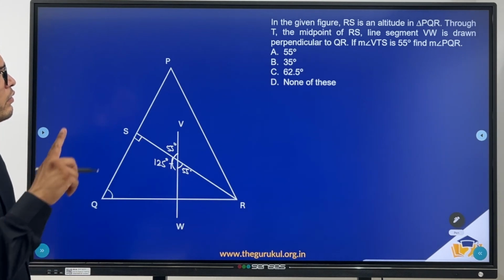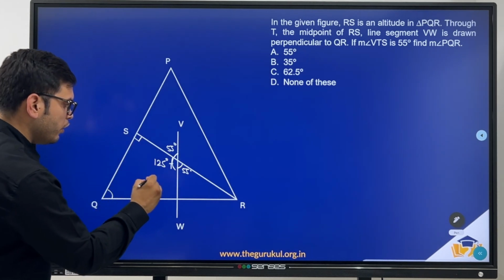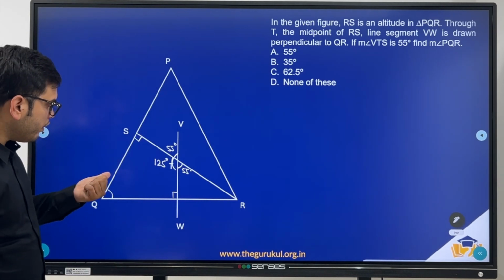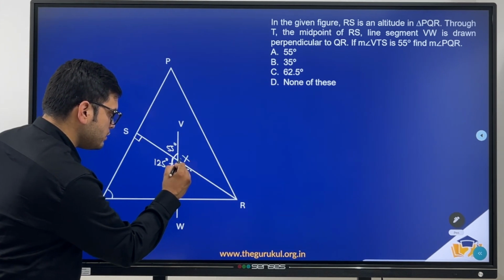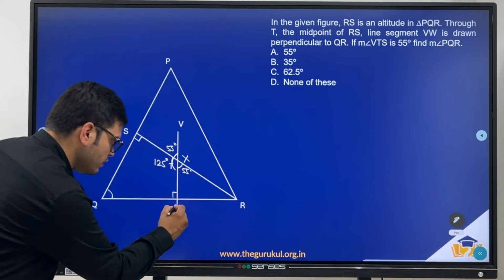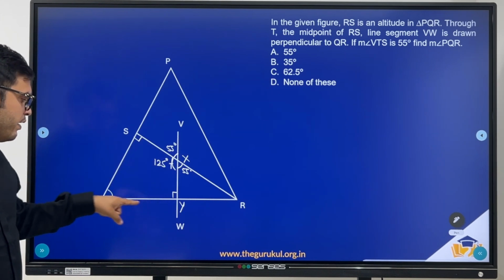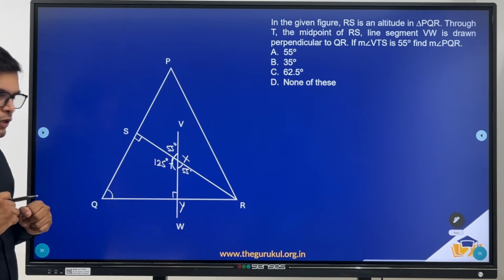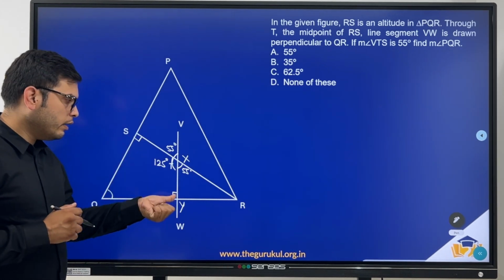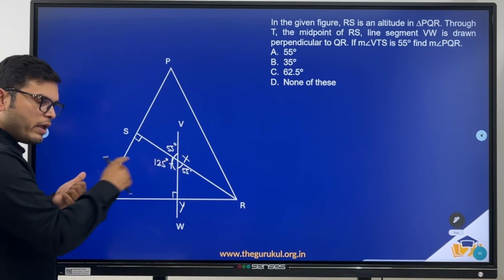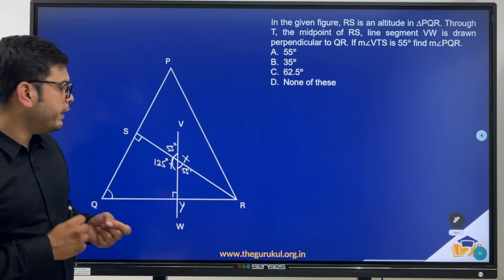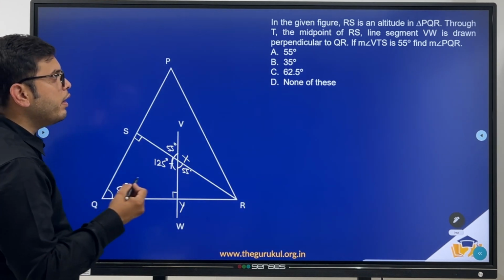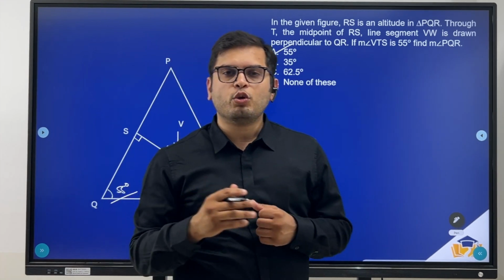And BW is perpendicular to QR. Now this is 90 degrees. Now we have a quadrilateral. Let this point be X, and let this point be Y. S, X, Y, Q. The sum of all the four angles should be 360. So we have this is 90, 90, 180. So the sum of these two angles should also be 180 degrees. So if this is 125 degrees, the measure of angle Q should be 55 degrees. Hence option A should be the answer to this question.